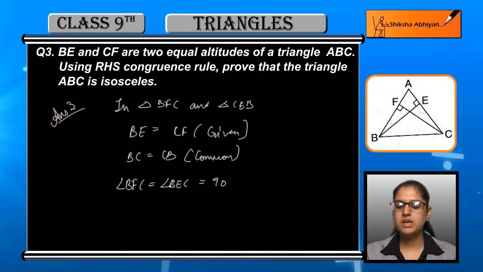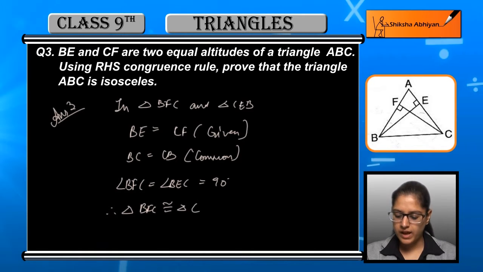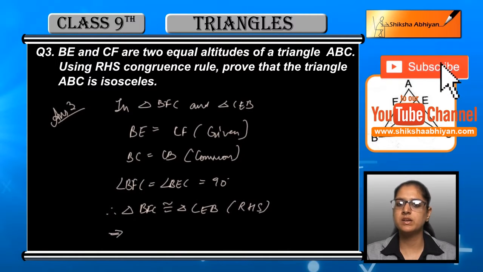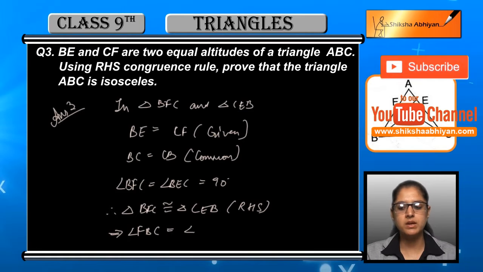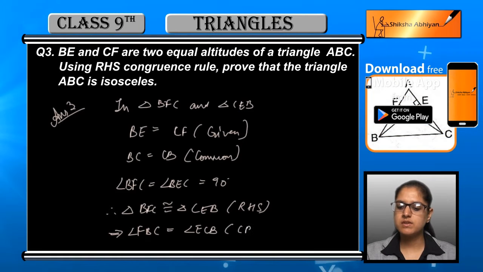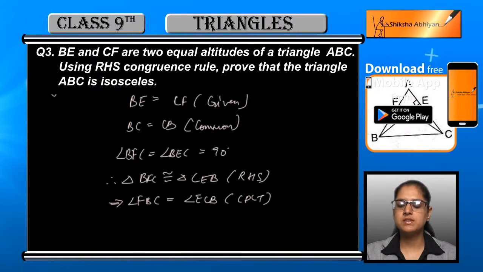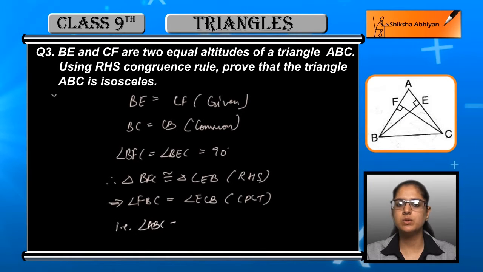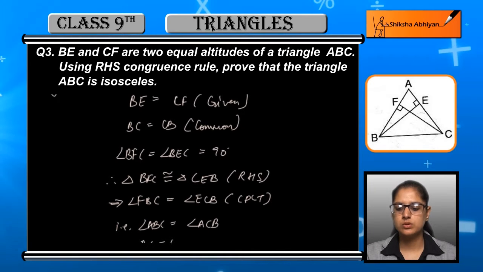नेक्स्ट वी हैव BC इज इक्वल टू CB एंड दैट इज देयर कॉमन. एंड नेक्स्ट वी हैव एंगल BFC इज इक्वल टू एंगल BEC इक्वल टू 90 डिग्री, क्योंकि ऑल्टीट्यूड्स हैं तो 90 डिग्री पे कट करते हैं. इसकी वजह से वी कैन से that the triangle BFC and the second triangle that we have is CEB, they are equal to each other and the property that is being applied is RHS congruence rule.